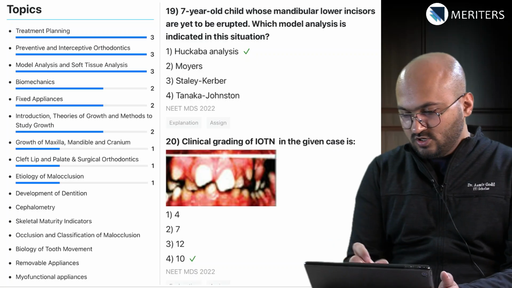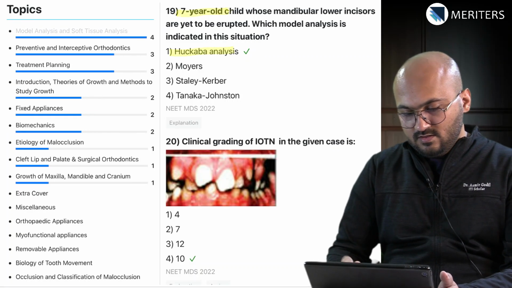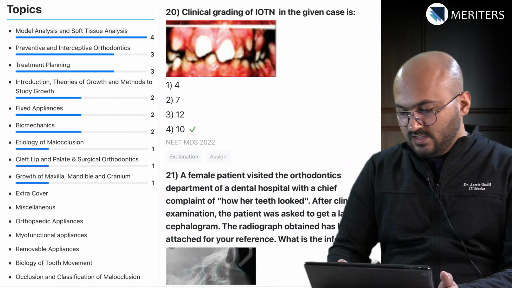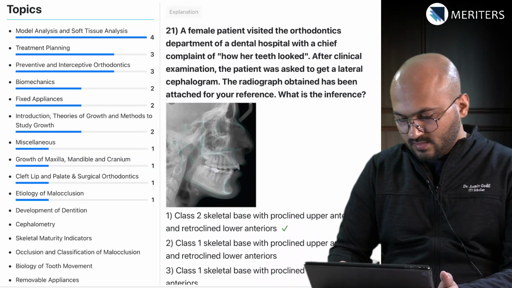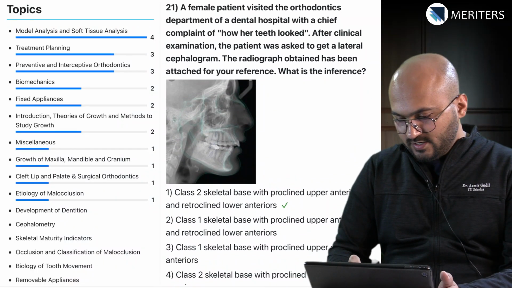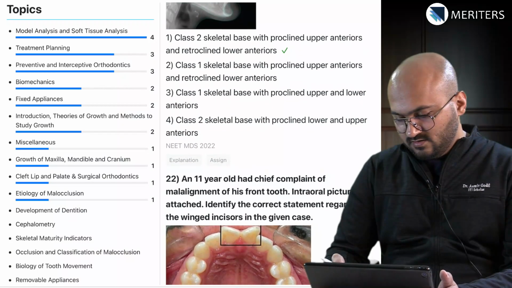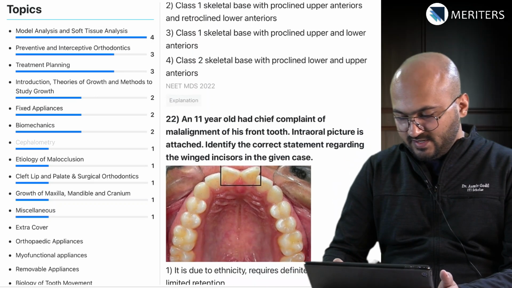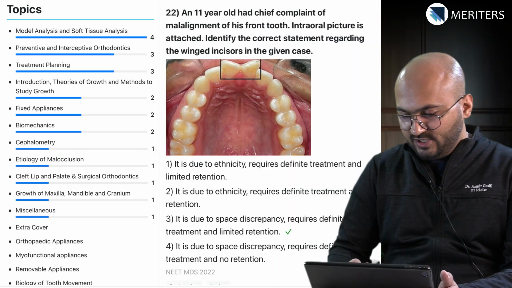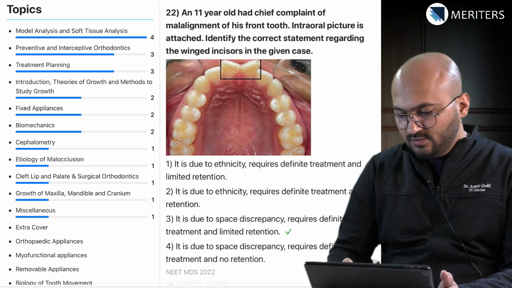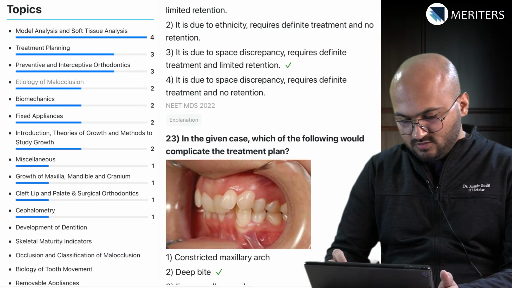Then we have a question on a 7-year-old child, which is a mixed dentition analysis, so Hixon-Oldfather analysis. Then index of orthodontic treatment need. Then you have a cephalogram and you have to determine what kind of malocclusion is seen. So this is a question from cephalometric analysis. Then another question on etiology of these winged incisors given in the image. So that's etiology of malocclusion.